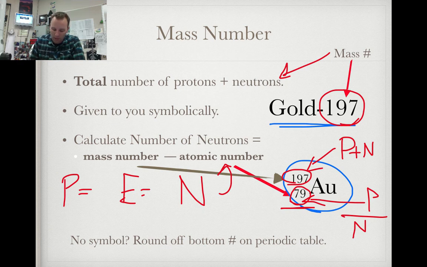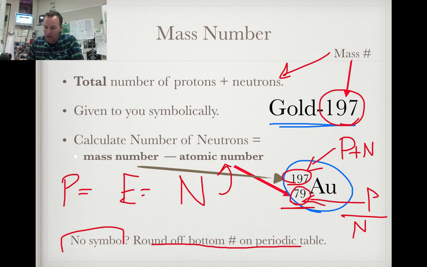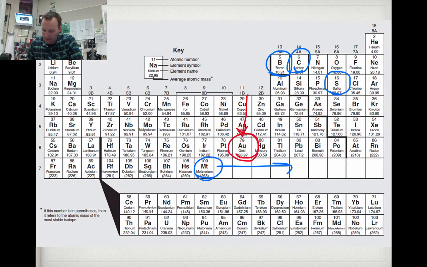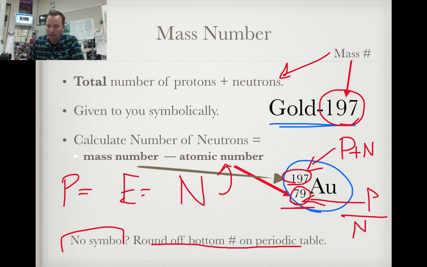If for whatever reason you don't have a symbol, then you can round off the bottom number on the periodic table. So let's go back and look at the periodic table right here. You can see that gold, again, we'll focus on gold, says 196.97 on the bottom of the periodic table. So if you were to round that off, that would give you 197, which is the most common isotope. And we'll talk about what an isotope is in a minute.